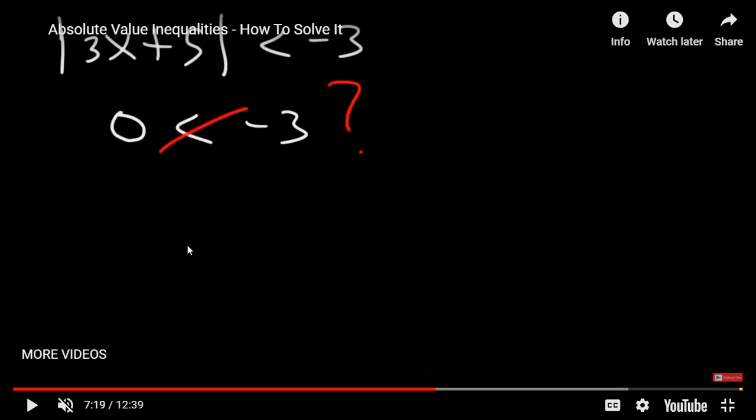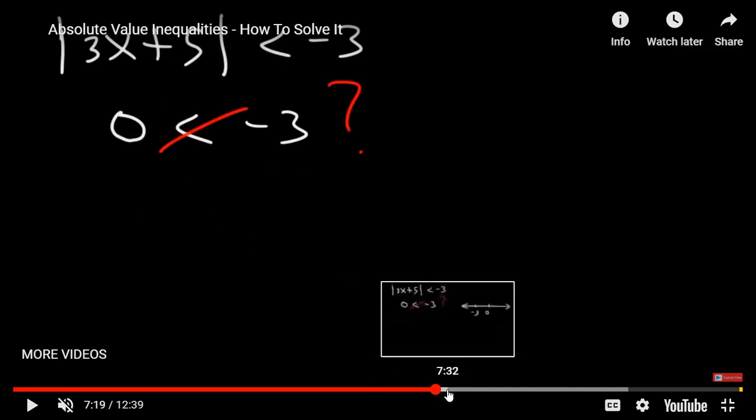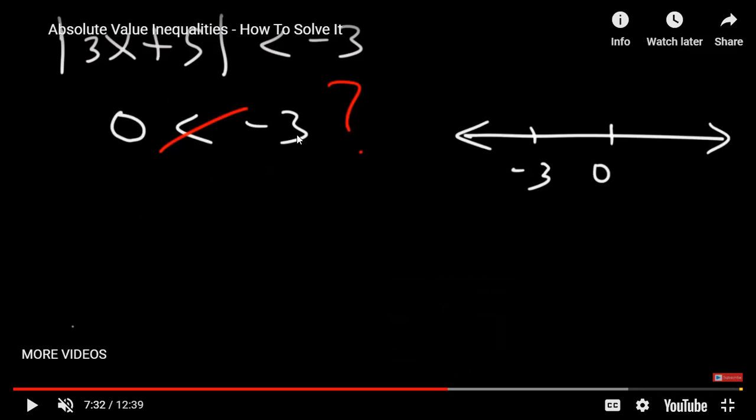Let's move to the next case. I have the absolute value of 3x plus 5 less than negative 3. All of us know that the absolute value should be a positive number, and it says that the positive number is less than negative 3. If we put 0, for example, and write this inequality, 0 is less than negative 3, this is an incorrect inequality. So for sure, a positive number will not be less than a negative number, since 0 is to the right of negative 3. So what about any positive number that comes after 0?